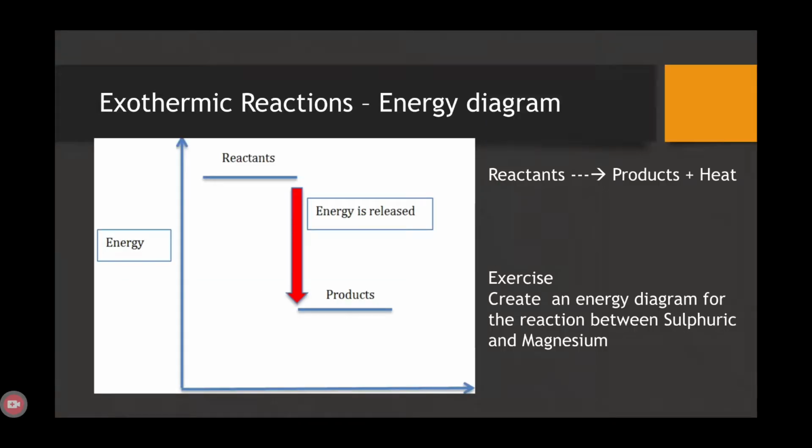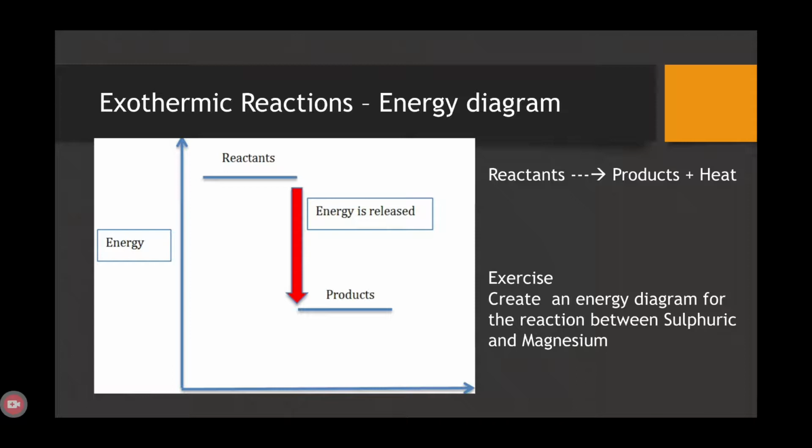Then we can create an energy diagram for exothermic reactions. When we are drawing an energy diagram, the y-axis indicates energy and the x-axis indicates the reaction. So, reactants, then we can draw a position for products. Reactants and products.